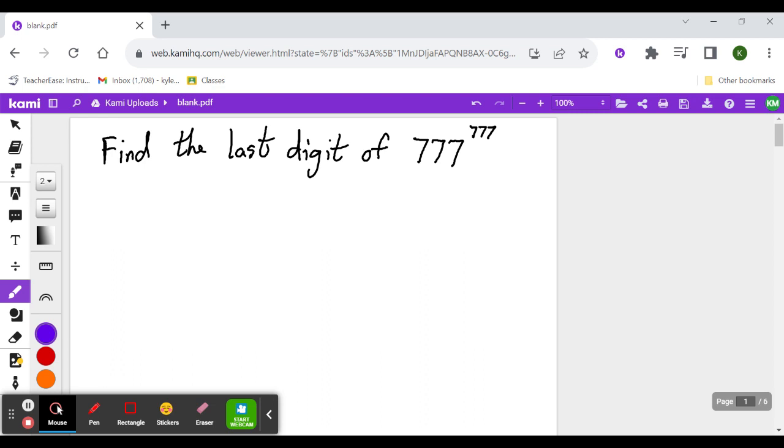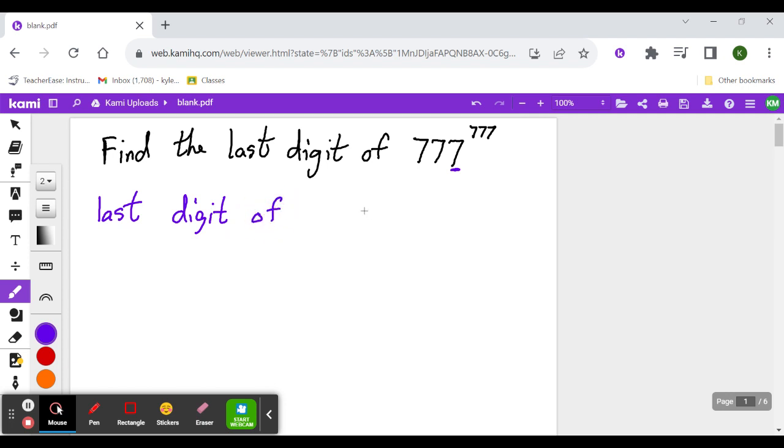Okay, let's try an unconventional math problem here. Find the last digit of an extremely large power, 777 to the 777th power. Now, there's no way we could actually multiply all that out and just see what the last digit is, so we're going to have to come up with some other way to figure it out. Here's what we do. The last digit of this number is going to be based on the last digit of this, the 7.